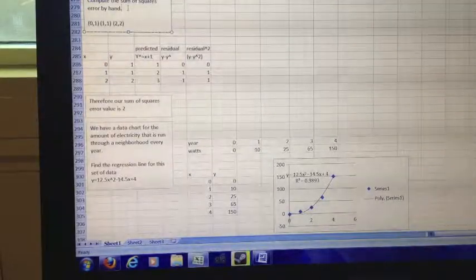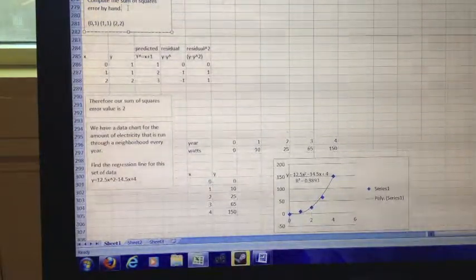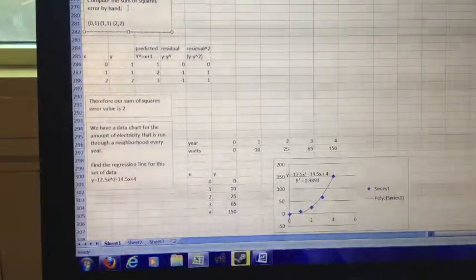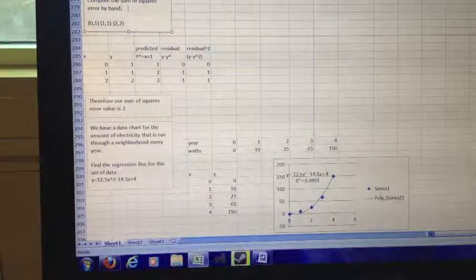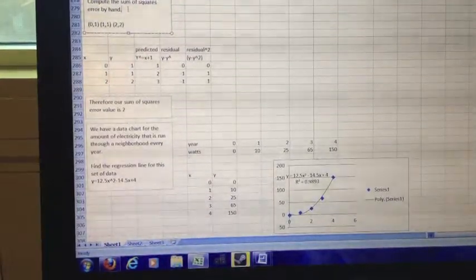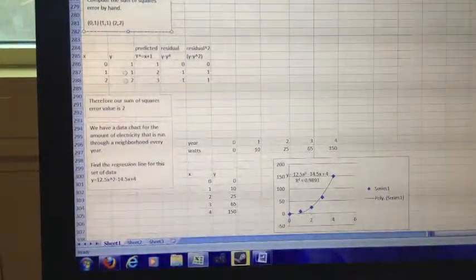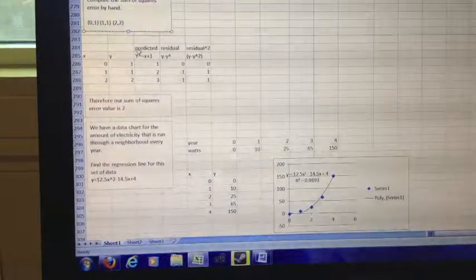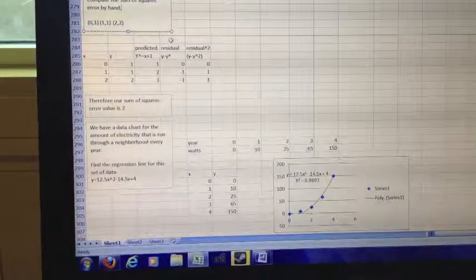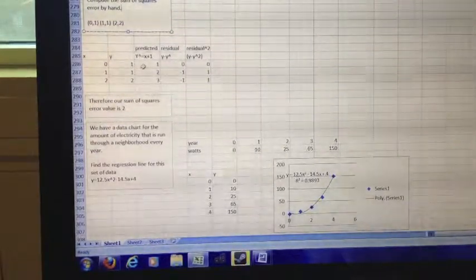To begin section 1.4, we will start with computing the sum of squares error by hand. So here we have 3 different points. We have (0, 1), (1, 1), and (2, 2), and we're going to put them into a little table. So as you can see, we put in our x values here and our y values here. Then we put in the next column, which is predicted, which means you take your x value and you add 1 to it.